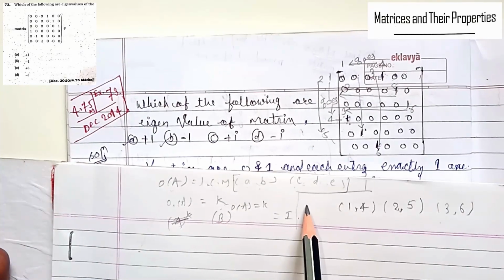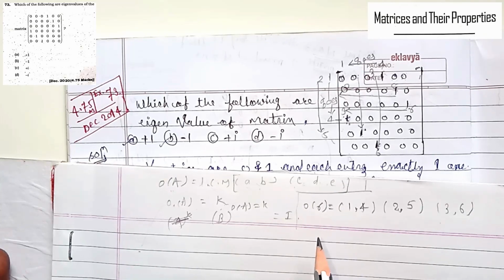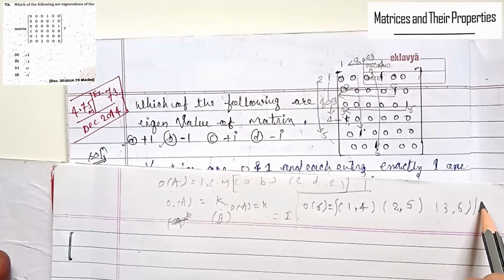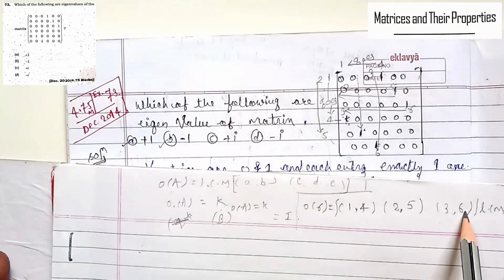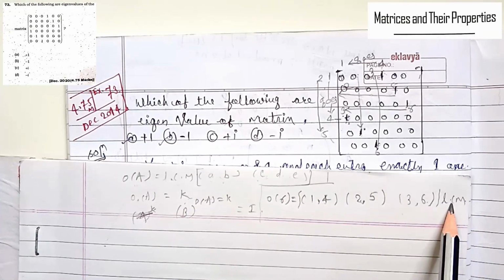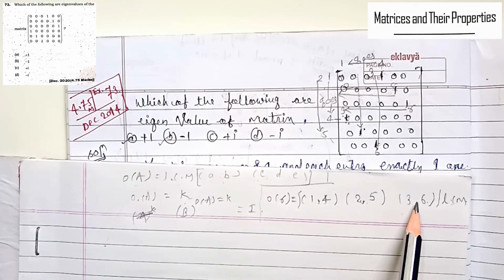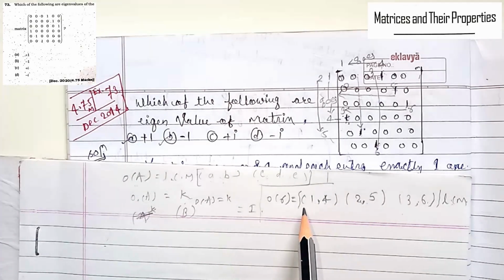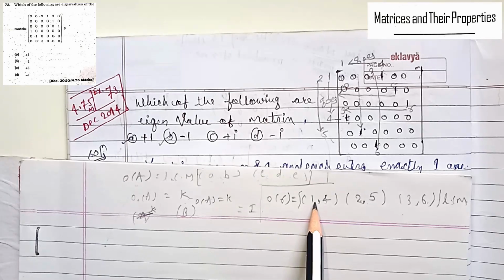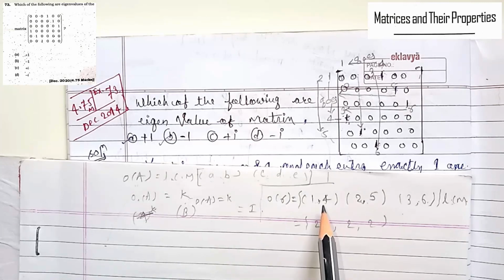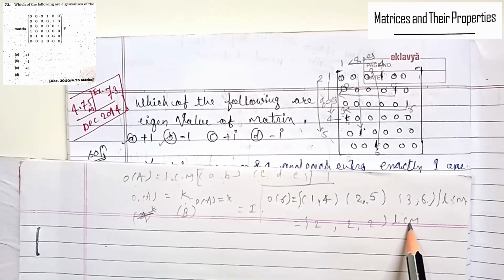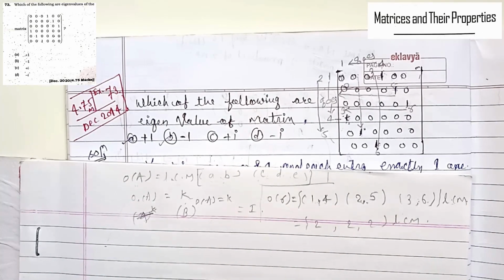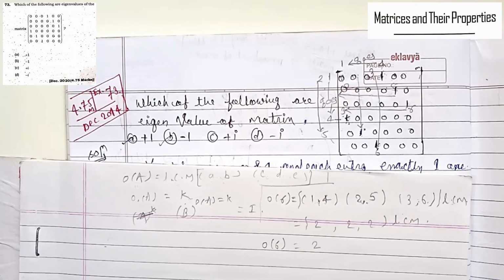Consider we have the order of sigma here. The order of sigma is the LCM of these different cycles: first cycle, second cycle, and third cycle. So for finding the LCM, what is the order of each cycle? It is 2, again 2, again 2. I want the least common multiple of all the cycles, so the LCM of 2, 2, 2 is 2. So I got the order of sigma as 2.